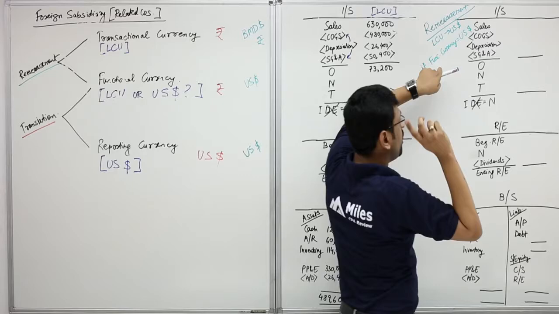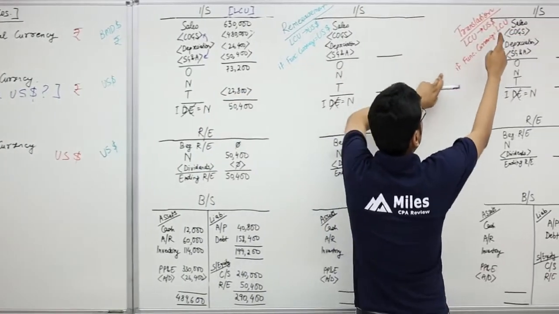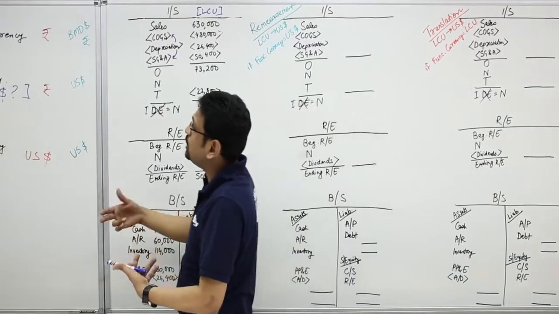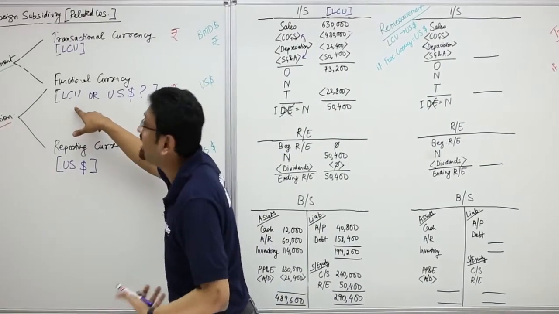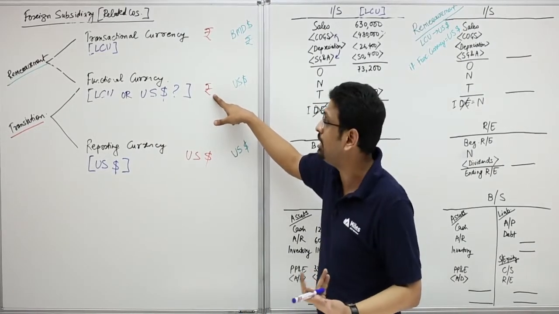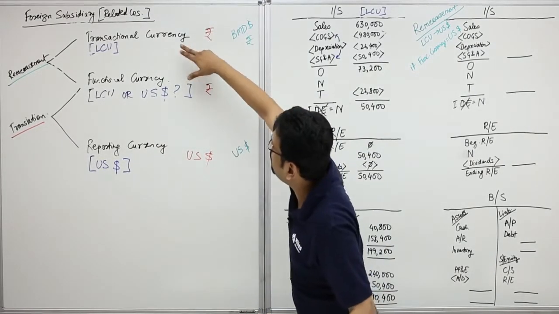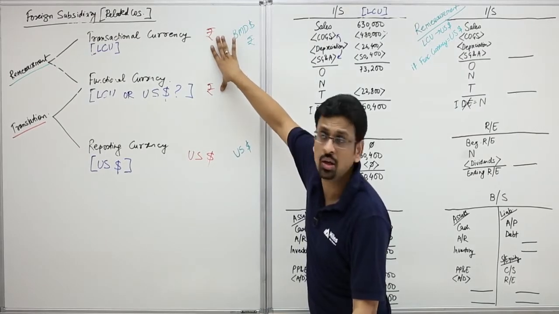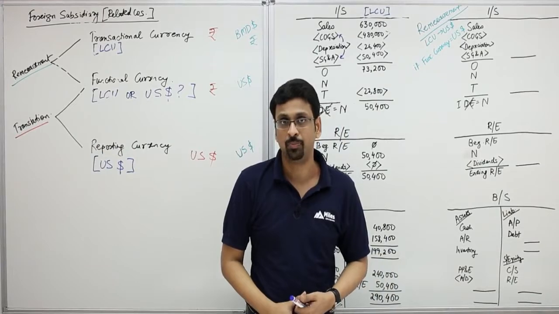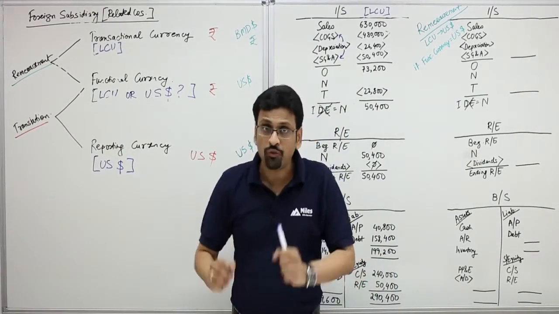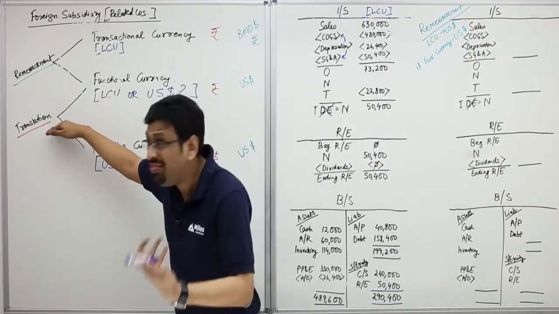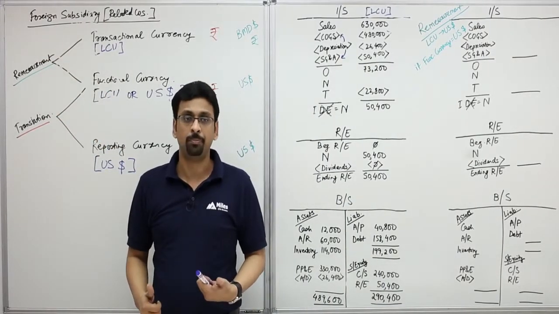Now, if the functional currency is the local currency unit, so if the local currency unit is the currency that has the greatest economic impact on the foreign subsidiary, then it's the same transactional and functional currency. You need to translate to get to the reporting currency, US dollars. So what we'll do is we'll first start with translation and then look at remeasurement.